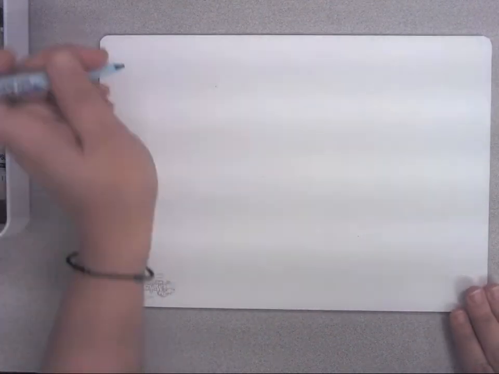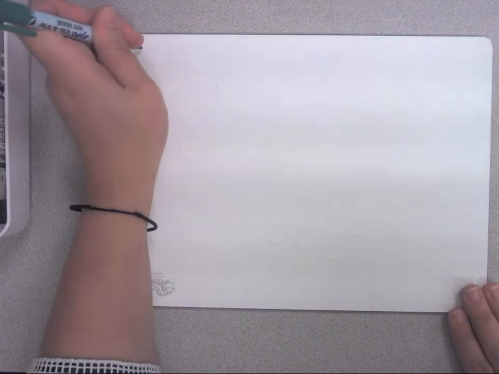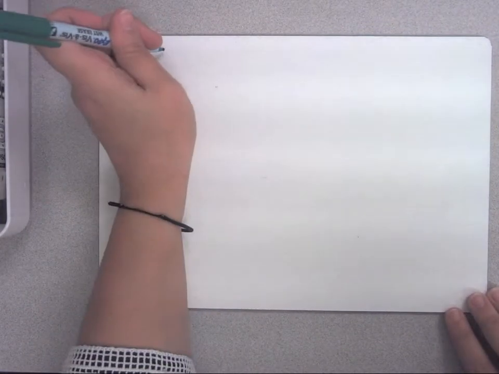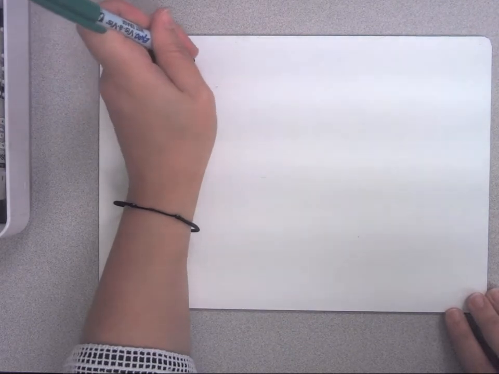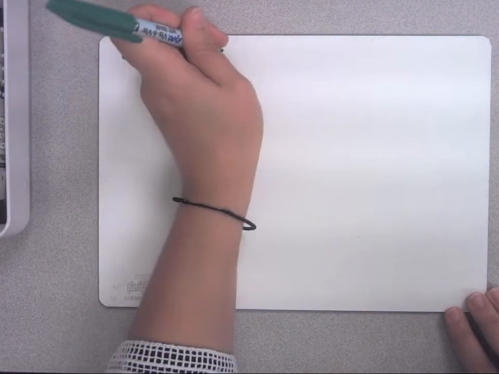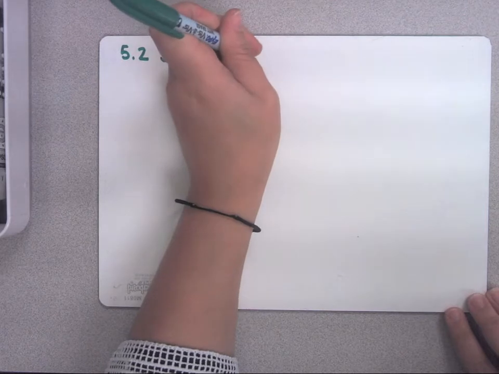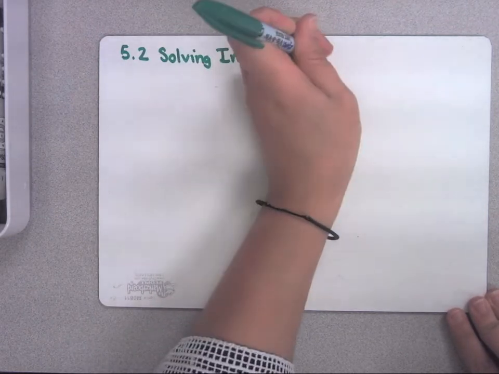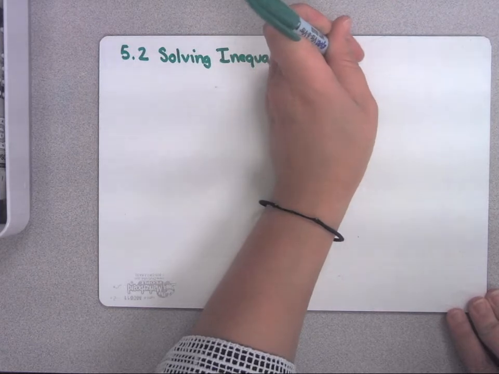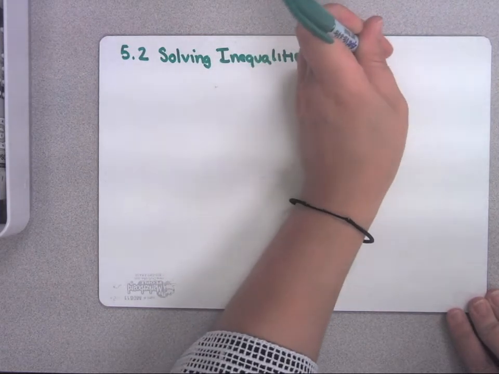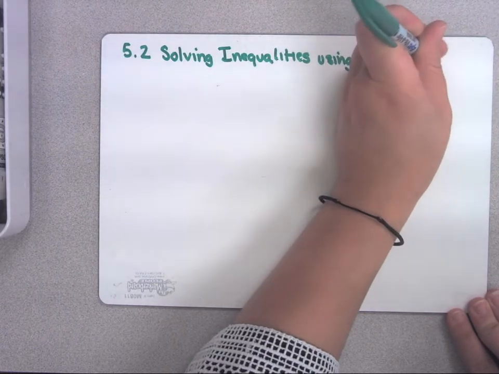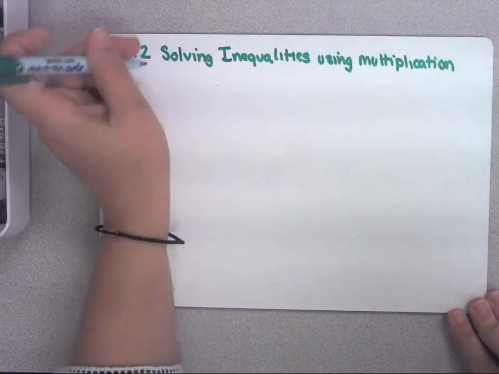Today we are doing 5.2. Write down 5.2. The title is Solving Inequalities Using Multiplication and Division.